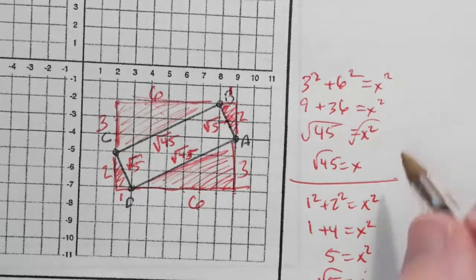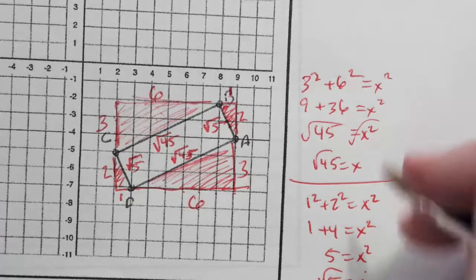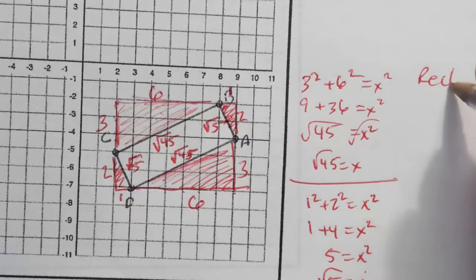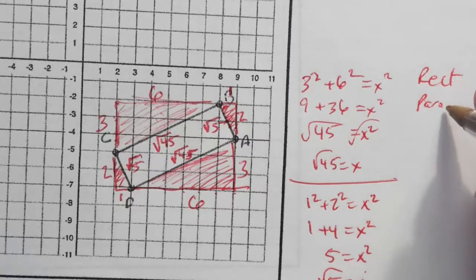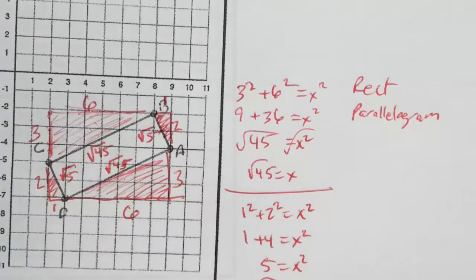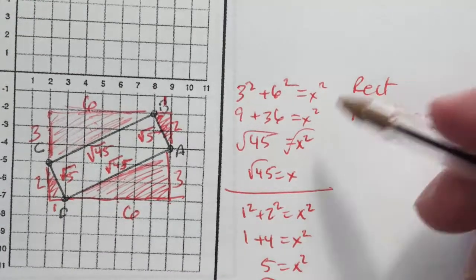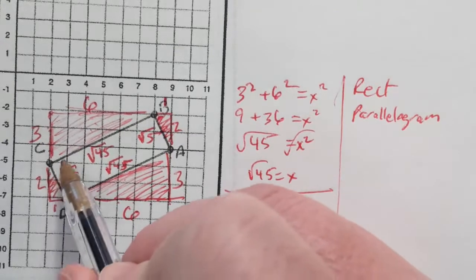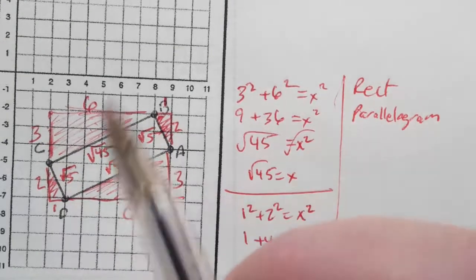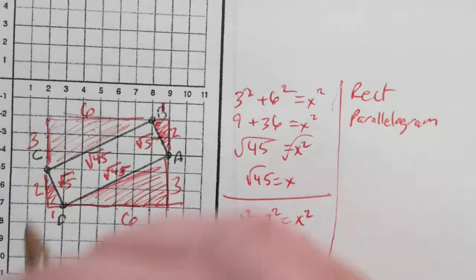So that's either going to be a rectangle or a parallelogram. So that narrowed it down. Okay, so all we have to do now is double check. We just need to double check that these make a 90-degree angle. So now our second step is to look at the slope.